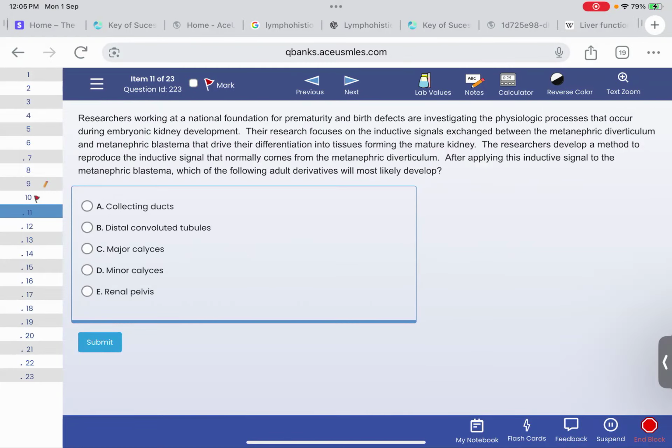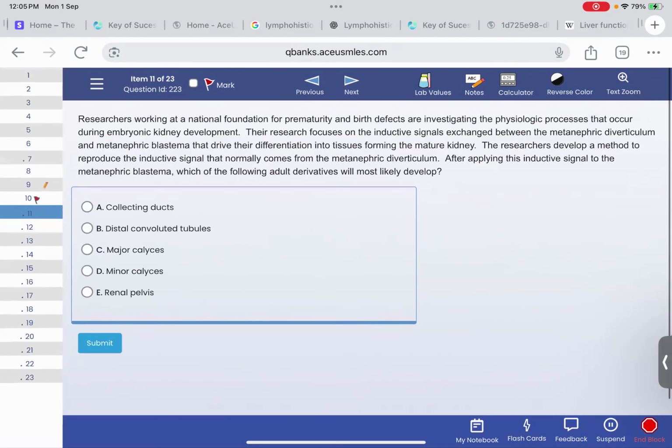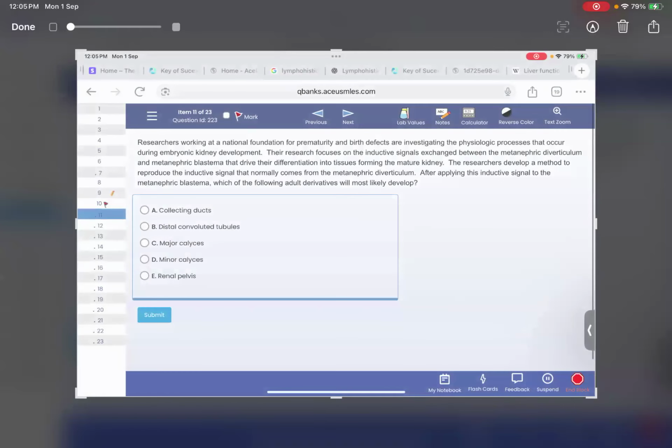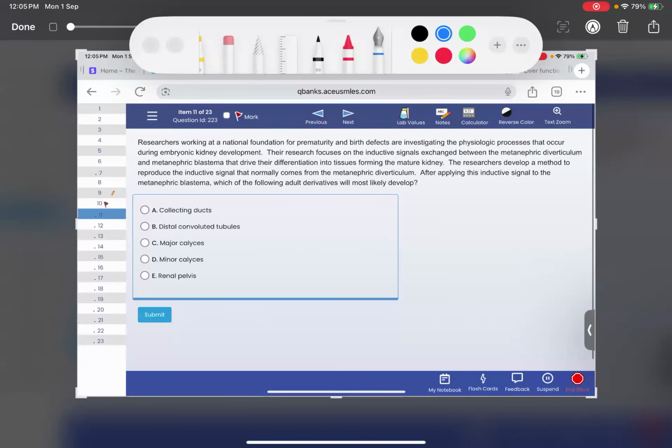Anyone please. These questions are now easy. We will do it very fast, okay? I think I have explained all the concepts. These questions are now very much easy. Just quickly: after applying the inductive signal to the metanephric blastema, which of the following derivatives will more likely develop?